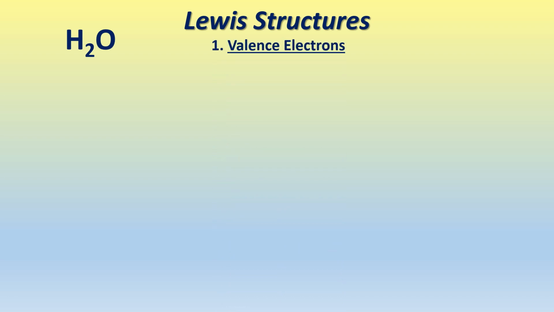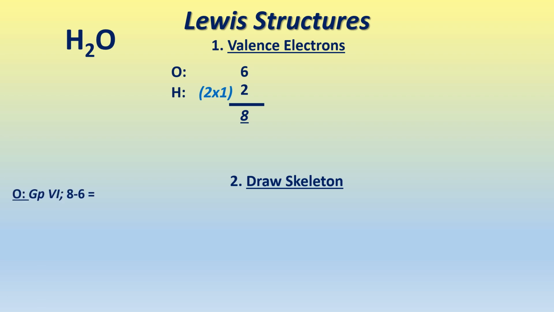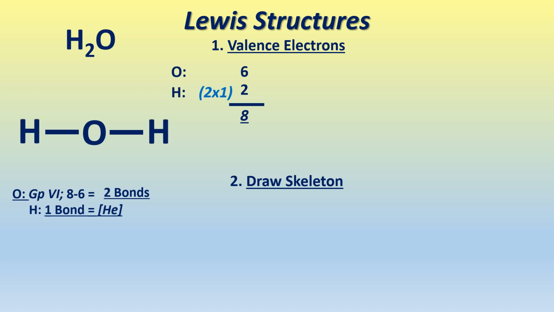Valence electrons. Oxygen's in group 6, therefore it has 6 electrons. Hydrogen's in group 1, therefore 2 hydrogens give 2 electrons. I have 8 electrons. To draw the skeleton, oxygen is in group 6, which means 8 minus 6, oxygen draws 2 bonds. I have two hydrogens to put one on the end of each bond, so that's my fundamental skeleton.